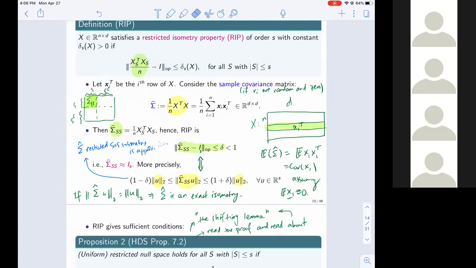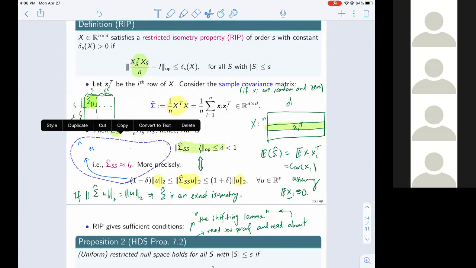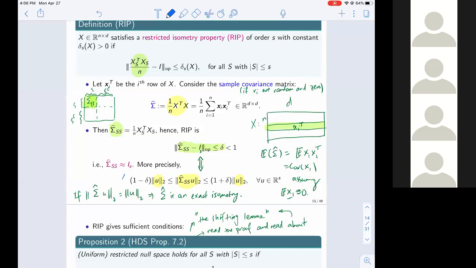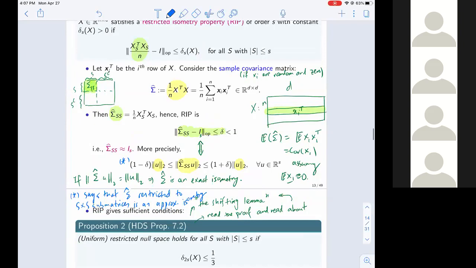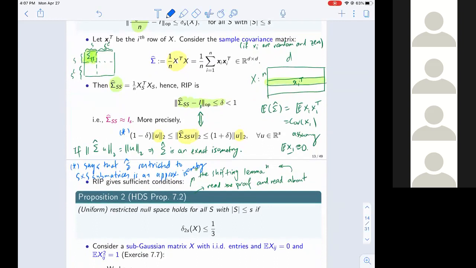So maybe we write it somewhere else, cleaner. A star says that sigma hat restricted to S by S submatrices is an approximate isometry. Okay. And that's the RIP name. Any question? And that's the sufficient condition. No question?